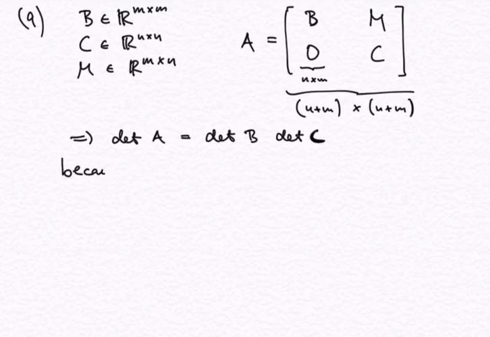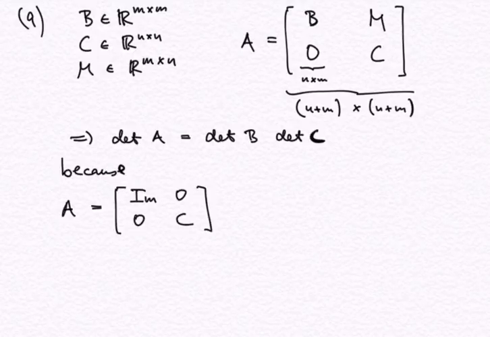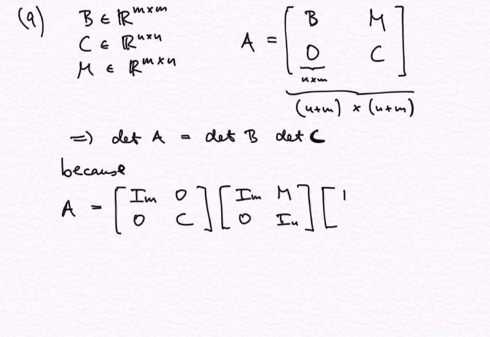This is because we can write A, you can convince yourself that this is true, as the identity on m, 0, 0, C. This is a block matrix, times the identity on m, the matrix M, 0, and the identity on n, times B, 0, 0, and the identity on n. And then we apply that the determinant of the product is the product of the determinants, and this here is a diagonal matrix, this is a diagonal times a diagonal and a block, and again in the third position a diagonal and a block.